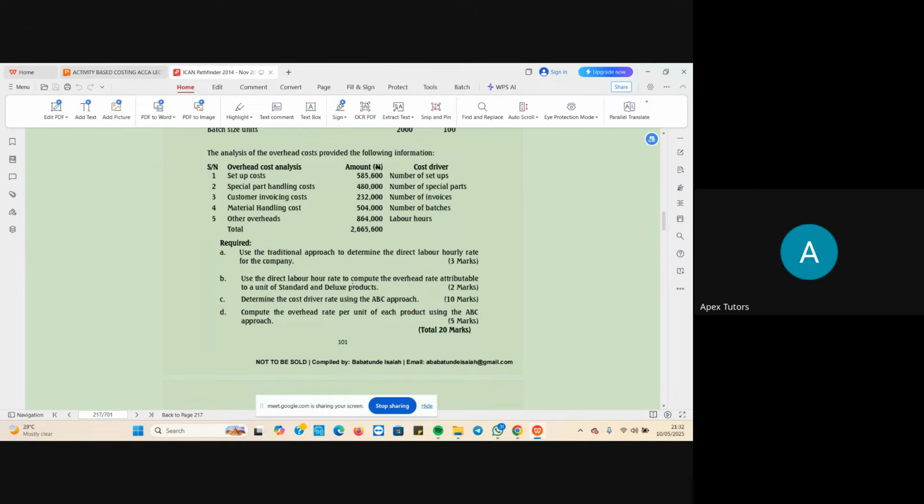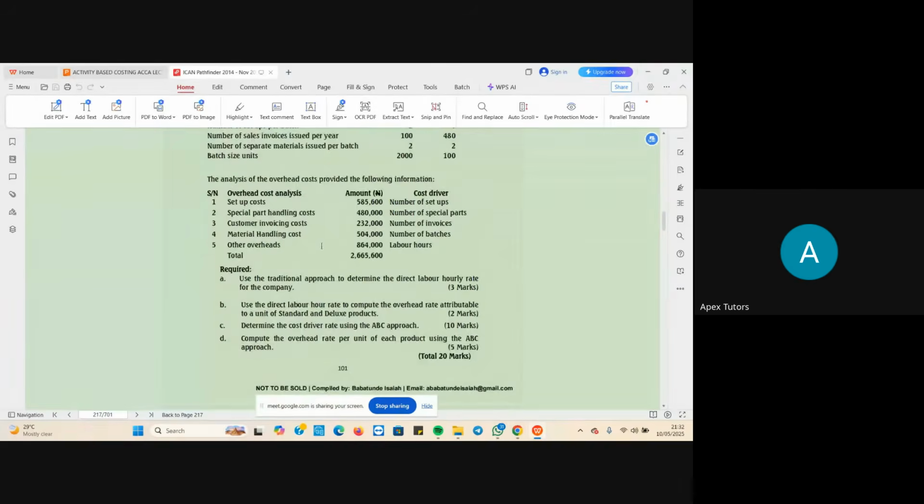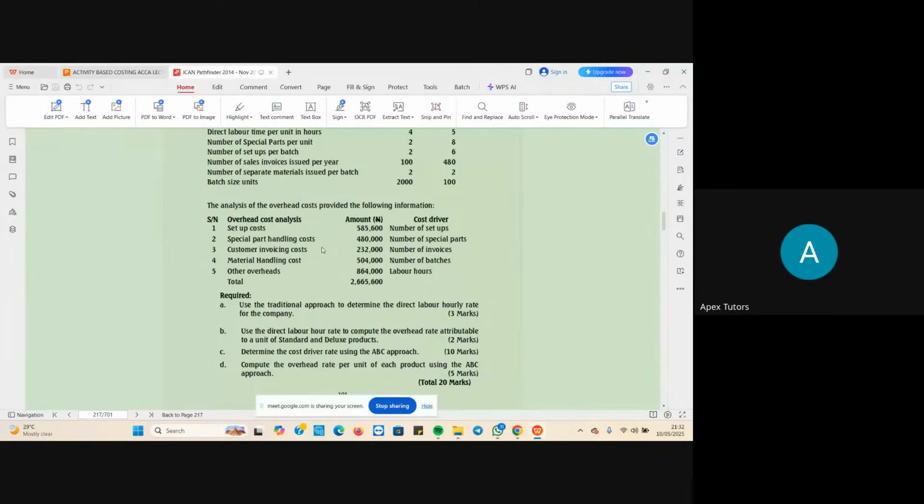Thank you very much. So the question is a very clear one, but you must embrace it with the whole of your heart. The requirement one: use the traditional approach to determine the direct labor hourly rate for the company. That means we are asked to determine the overhead absorption rate using the direct labor hours.